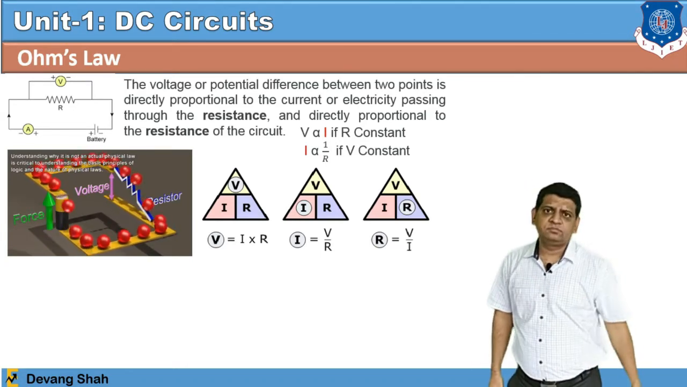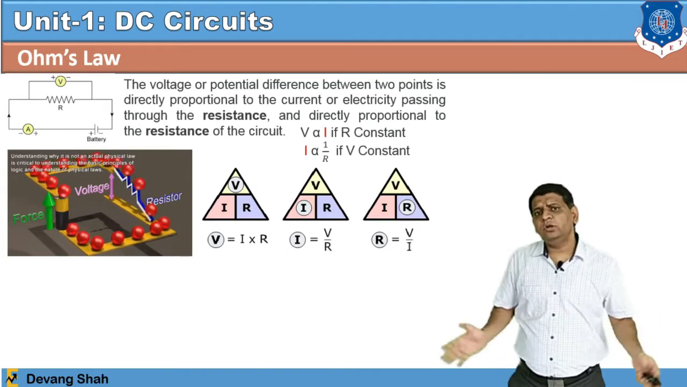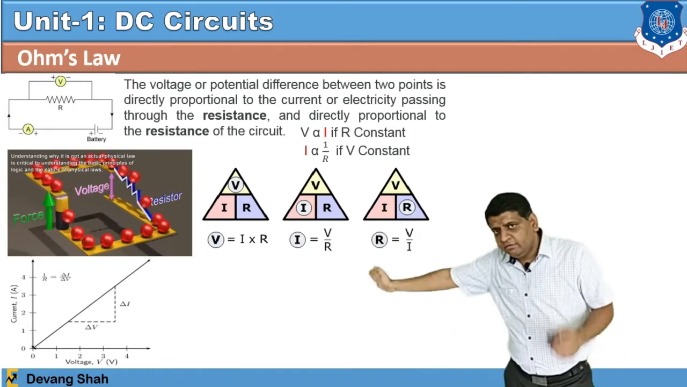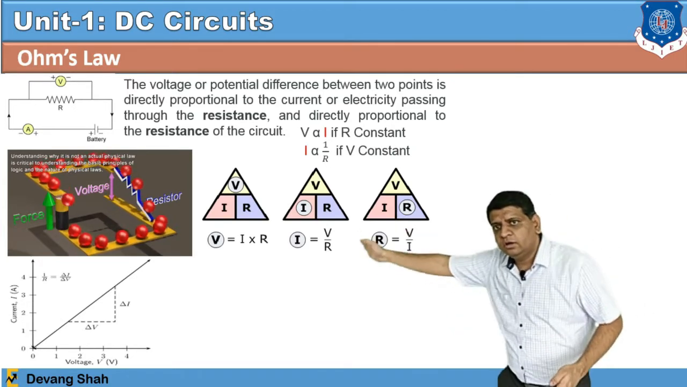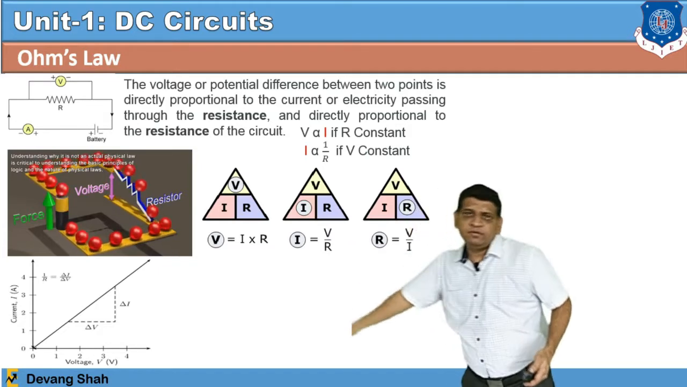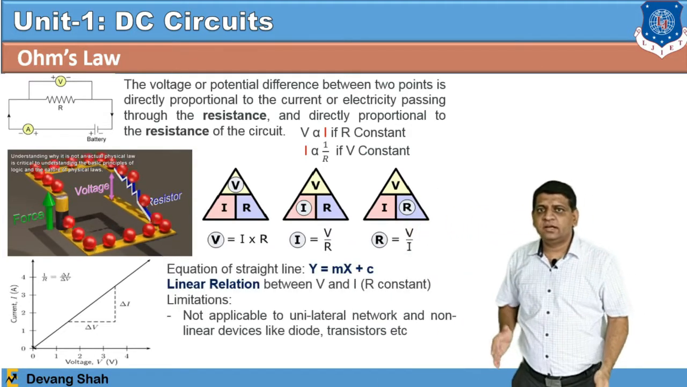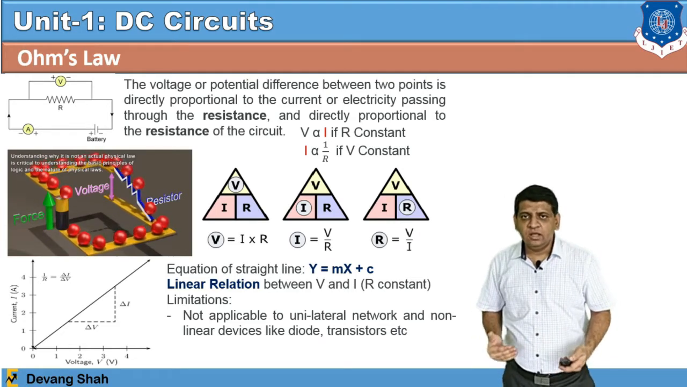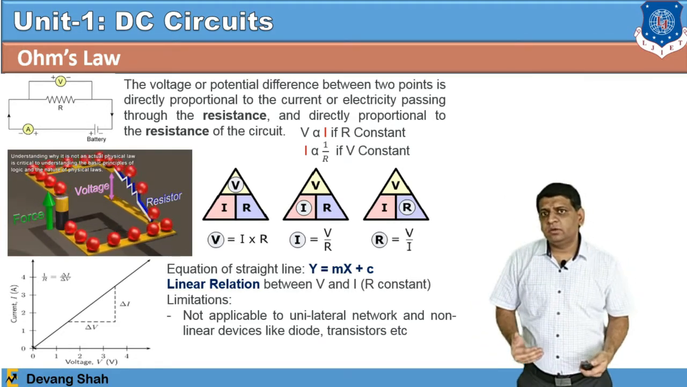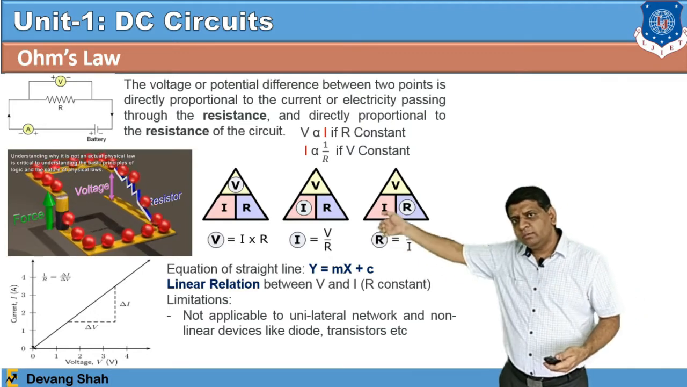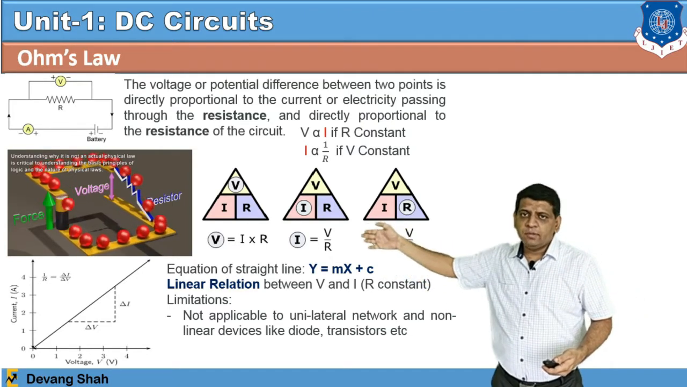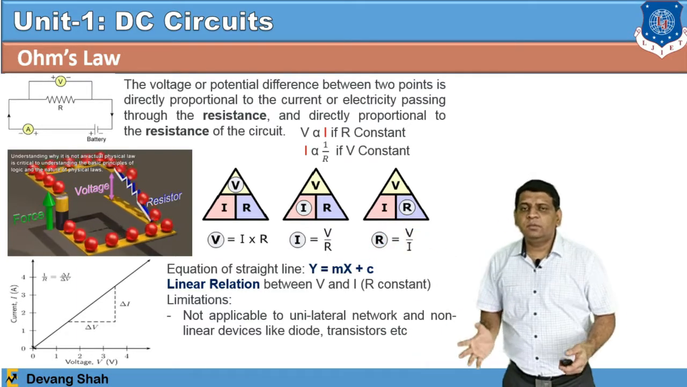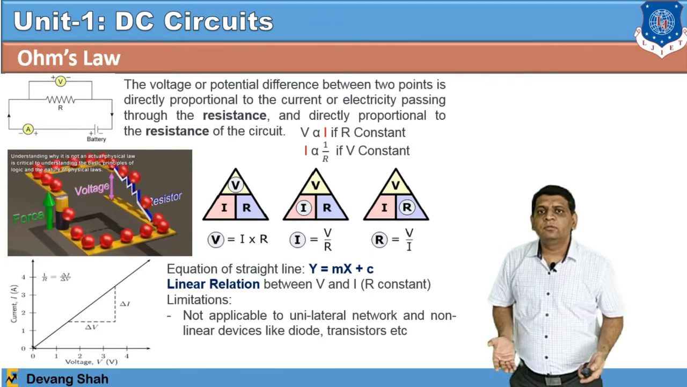Right. Now based on this, you can see this relation is a linear relation. In this graph there is a straight line, which follows the mathematical equation y is equal to mx plus c, where m is the slope. So here the slope 1 by R is equal to delta I by delta V. This Ohm's law gives you a linear relation of these parameters, right?